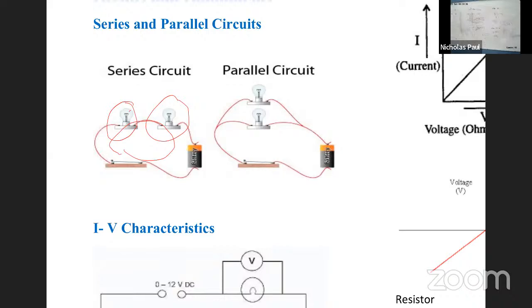But here now, when the current reaches there, it's going to split up. Once the current splits up, we have different values. Sometimes it can be the same value, but the current still splits up. Once the current splits up, it means that these circuits here will be in parallel.